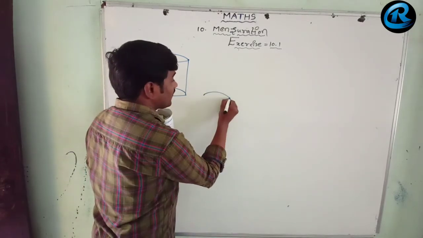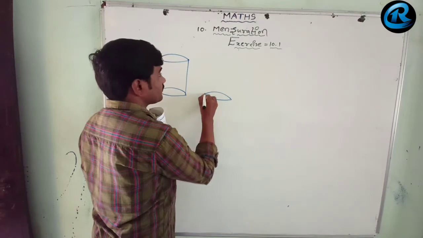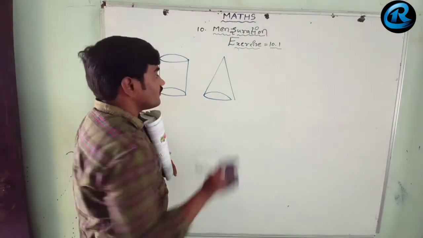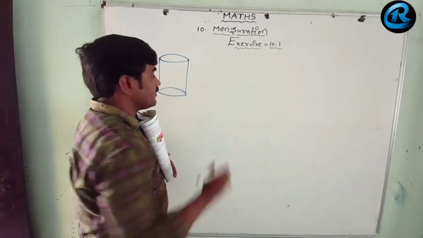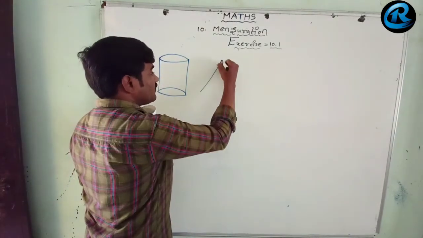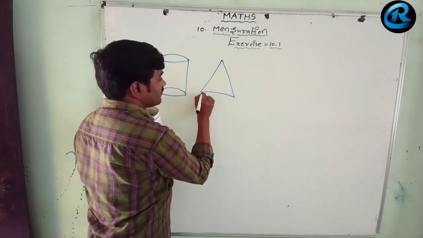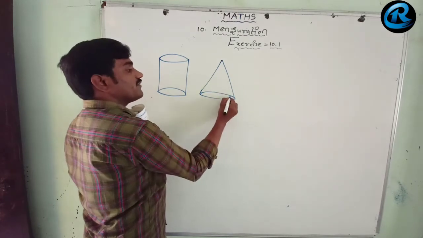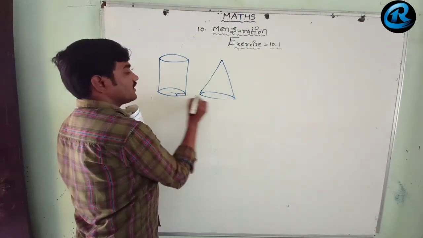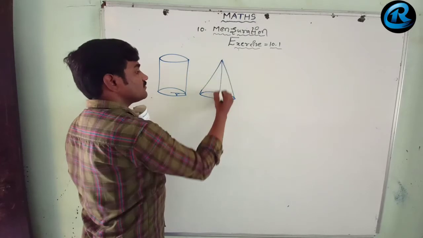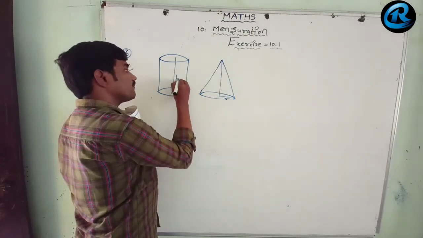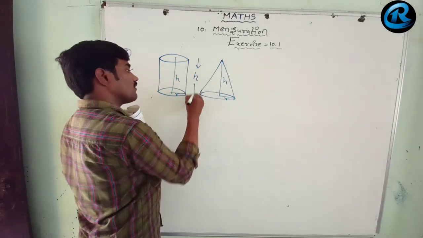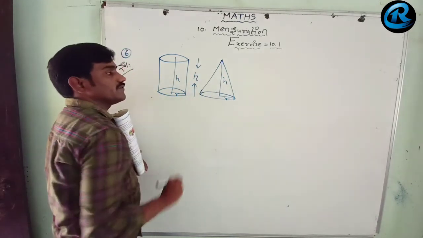So already we have discussed this in the previous class. If the cylinder and cone have the same base and the same height, what will be the changes in their volumes? They have the same height and the same radius.